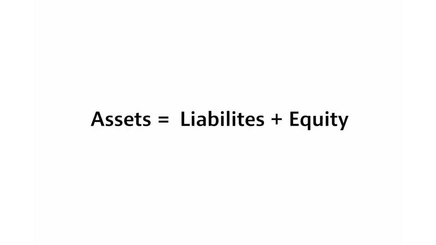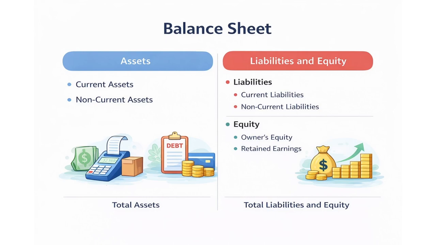It tells us that everything the business owns, its assets, is financed either by borrowing money, which creates liabilities, or by owner investment and the profits, which create equity. In other words, assets come from two sources, creditors and owners. That's why this equation always works, and that's why accounting is built around balance.